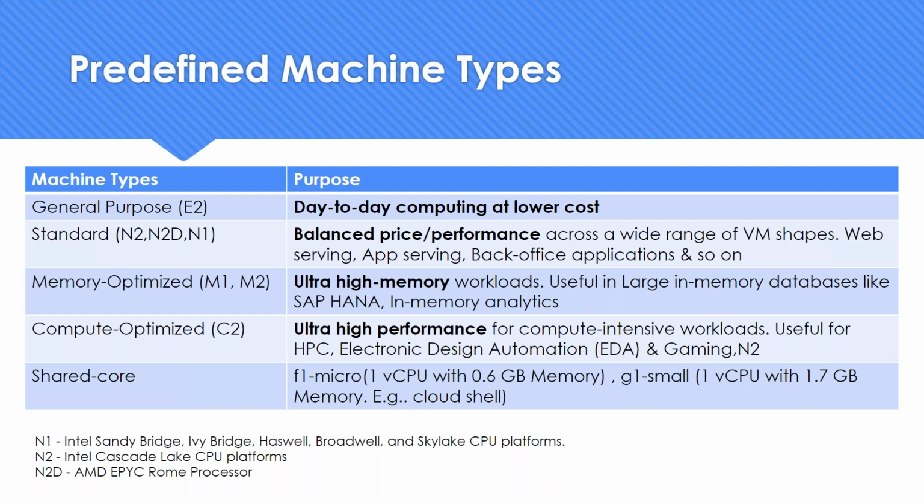As I mentioned, you get it in different processors. Intel N1 is usually Intel Sandy Bridge, Skylake, Broadwell, all those things. Intel N2 series are basically Intel Cascade Lake as the processor, and you also get AMD processors.